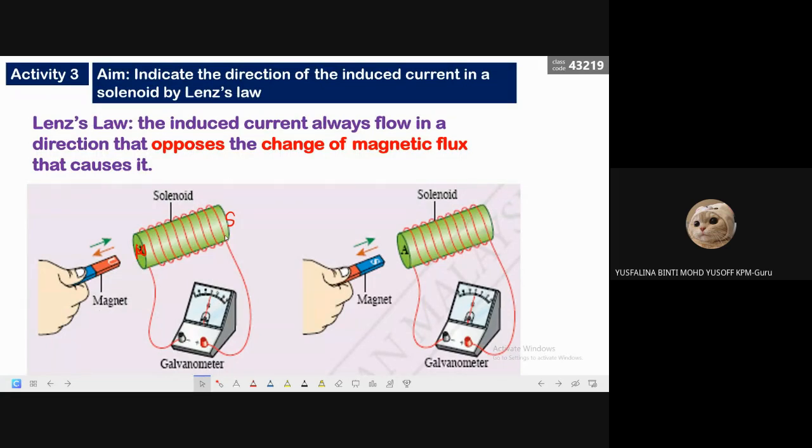Okay, so the induced current that will flow will oppose the change of magnetic flux. So that means if the magnet comes near to the solenoid, the solenoid will try to push it away. How do we know which way the direction of the current will go? Use the right hand grip rule.